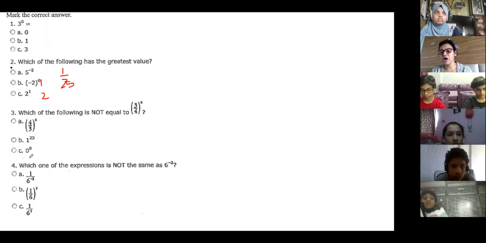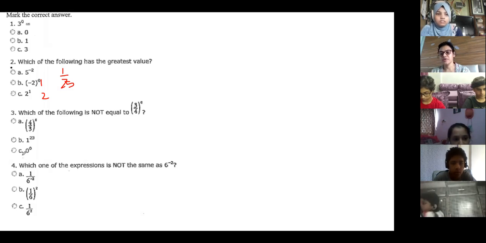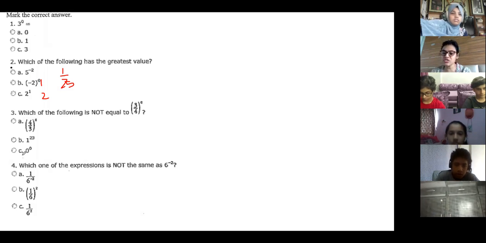Is it clear how it is C? Because 3 by 4 raised to 0 is 1. 4 by 3 raised to 0 also 1. 1 raised to 23 also 1. So 0 raised to 0 is not defined and it is not equal to 1. So your answer, which of the following is not equal to this value, is 0 raised to 0. No, 0 raised to 0 is not defined.